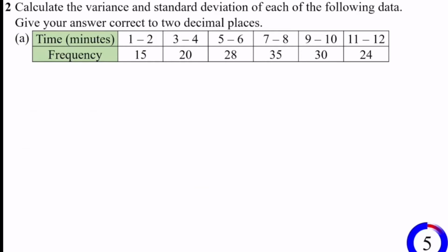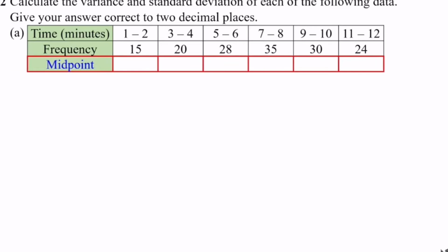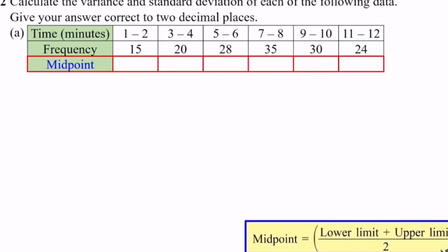Question number 2, calculate the variance and standard deviation of each of the following data. Give your answer correct to 2 decimal places. First of all, we need to find the midpoint for every class interval. So let's find out together.